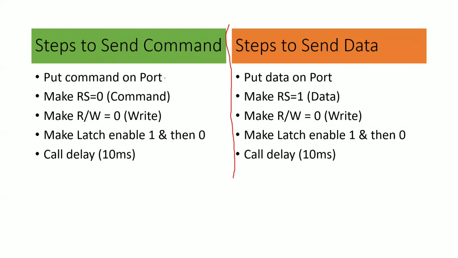Okay, first what we need to do is put the command on the port. So you will write the commands on the port 1, which we have connected data pins to, and make rs is equals to 0. So I told you whenever I make rs is equals to 0, we are going to enter into the command mode. So during the command mode, we can send the commands to the LCD display.